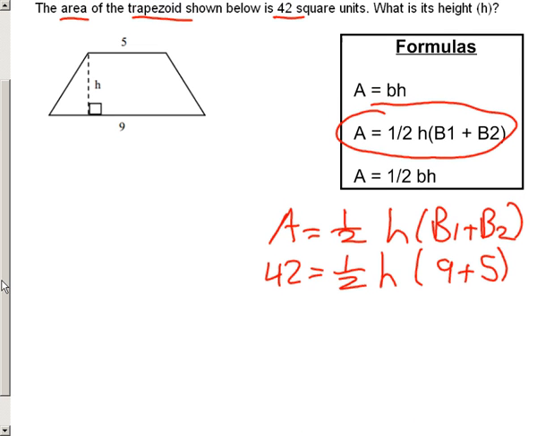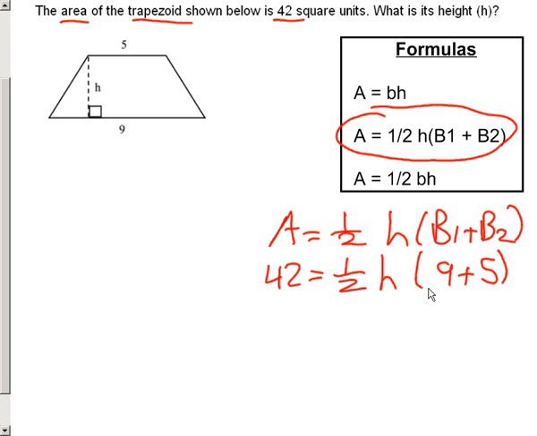So let's figure out what we do know here. I can add my parentheses together, so let's do that first. Our bases added together is 14. So we know that if we take half of the height times 14, that needs to be equal to 42. So what we actually have here is an equation. You could do this a couple different ways. You could solve it as a two-step equation. You could also try a little guess and check. Let's try it both routes here.